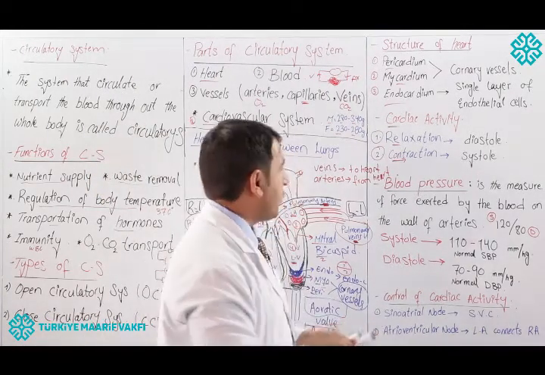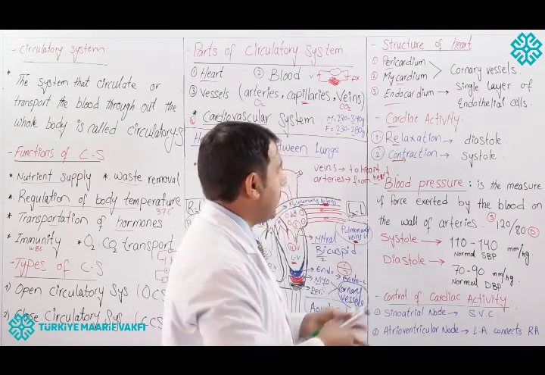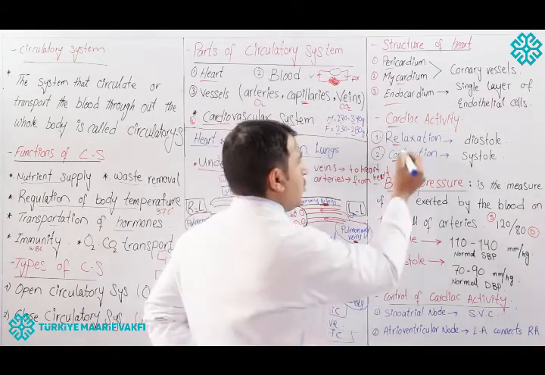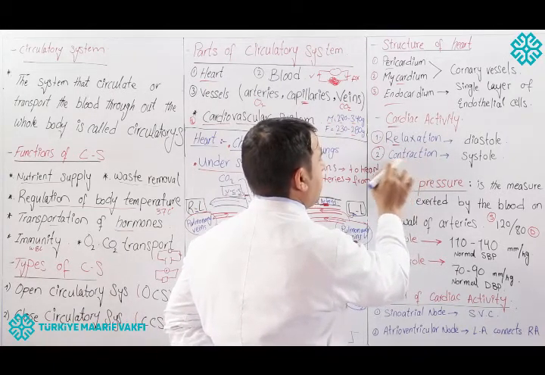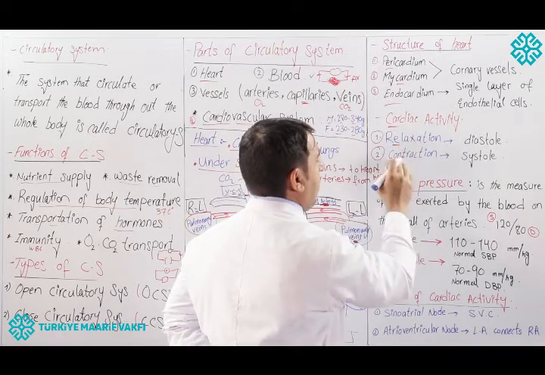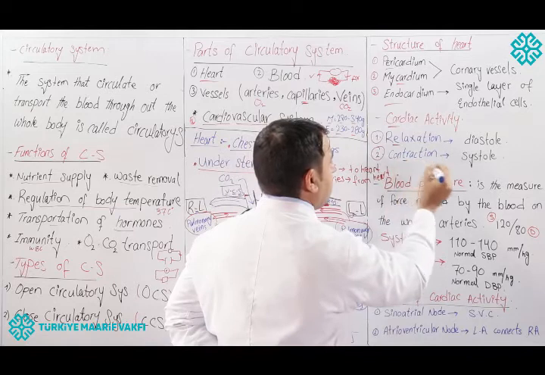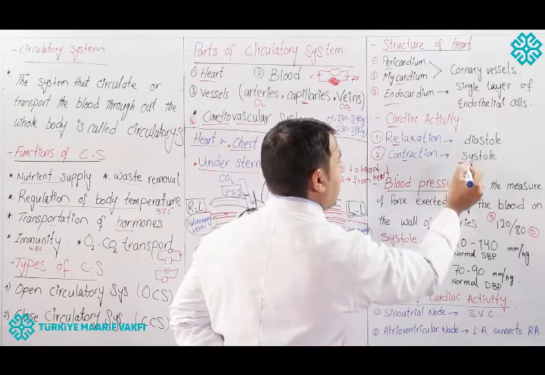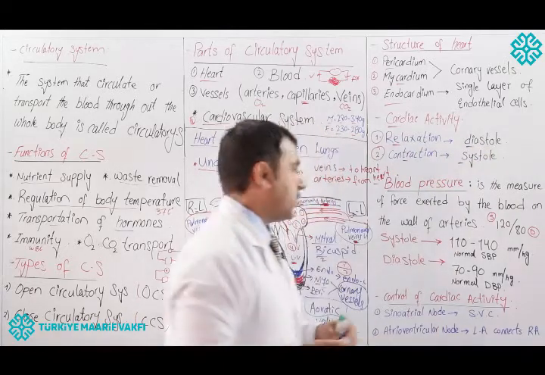Okay, now we are coming to the cardiac activity. What is the cardiac activity? We have 2 functions, relaxation and contraction. It is the muscular structure, the heart cardiac muscles we have, so they contract and relax. The contraction state of the heart is called systole, and the relaxation state is called diastole.